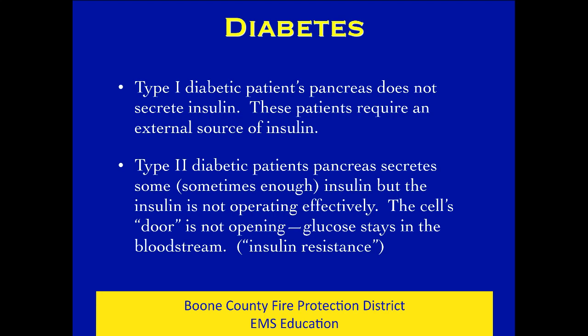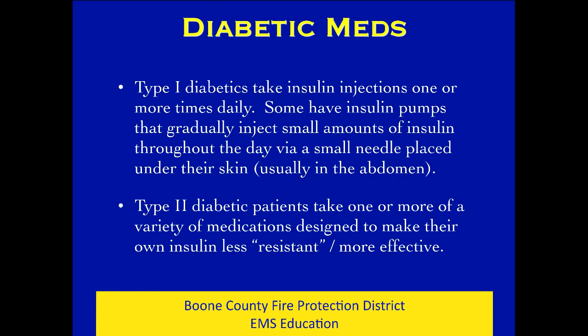In the type 2 diabetic, which I think is probably a little more common these days, at least in my experience, I see a lot more type 2s than I do type 1s, their pancreas is still working. It's still secreting some insulin, but either it's not secreting enough insulin, or the insulin it is putting out is not operating effectively. And the term insulin resistance comes up here. So the door's not opening, the key's not working in the lock effectively, or there just aren't enough keys circulating around in order to get the glucose into the cells.